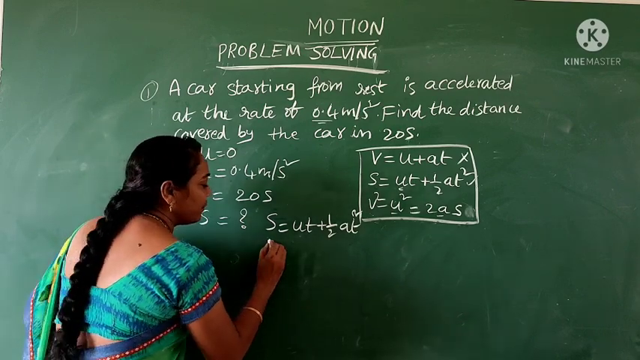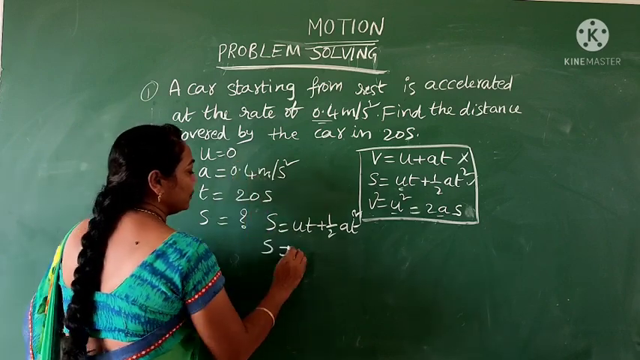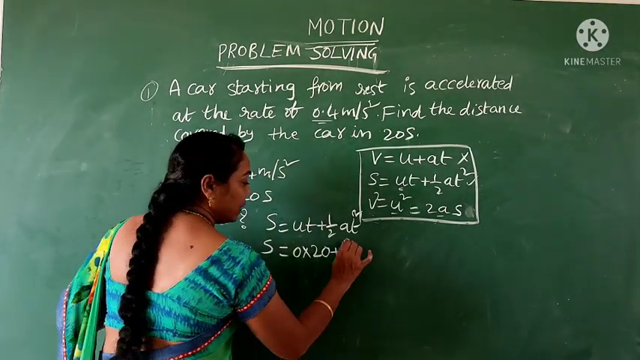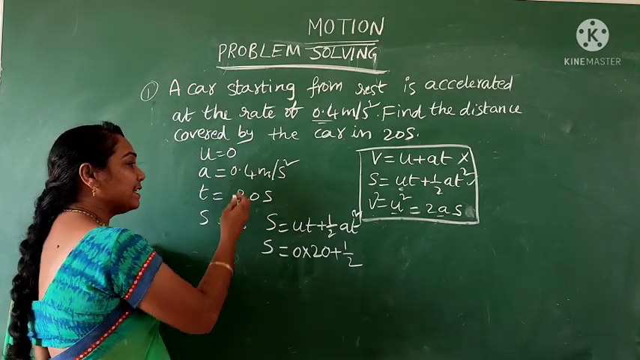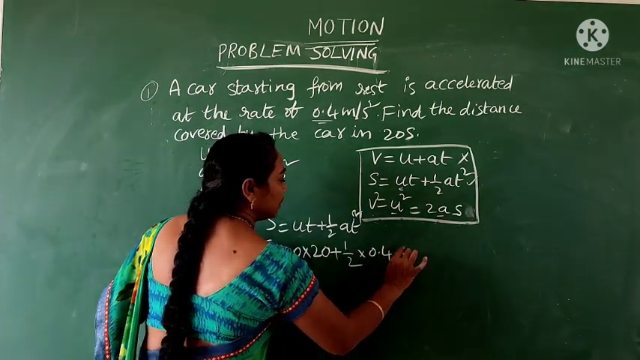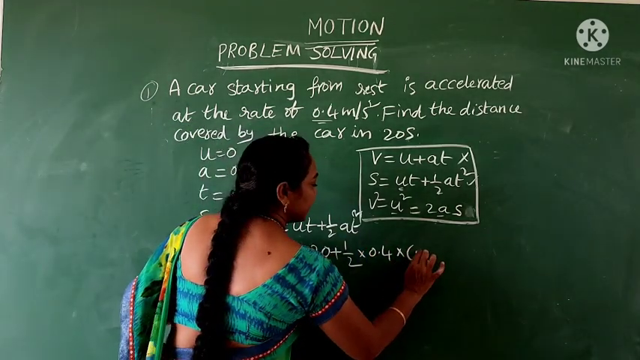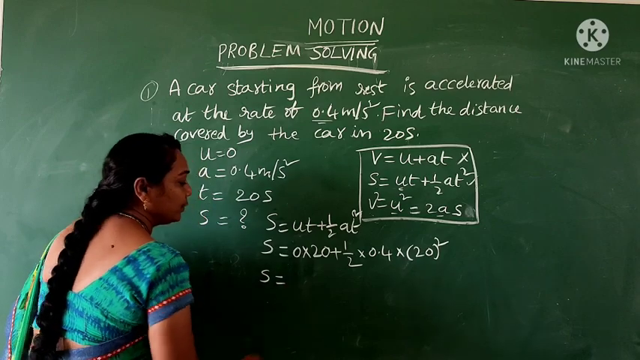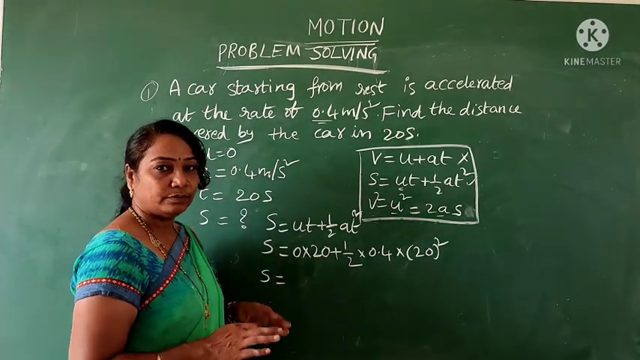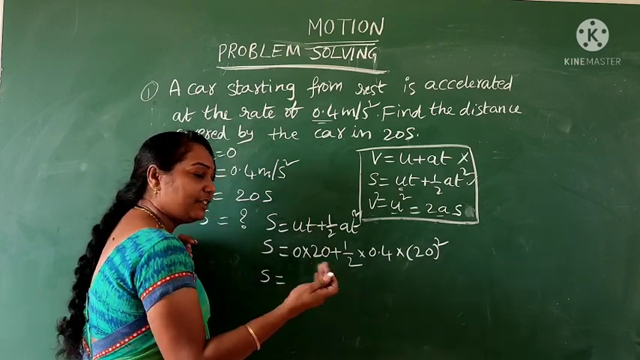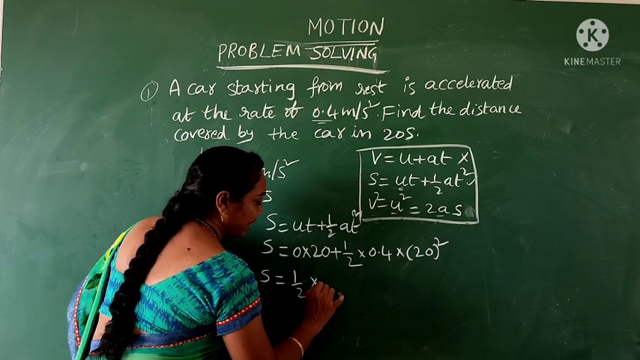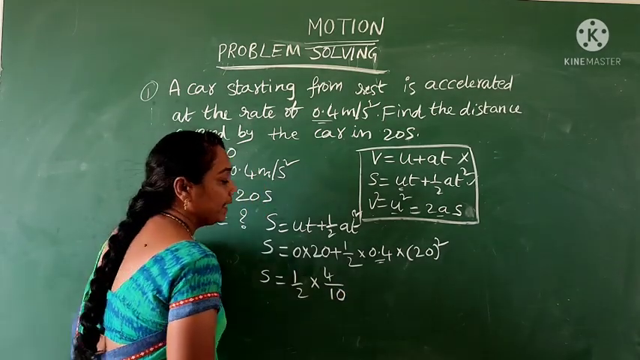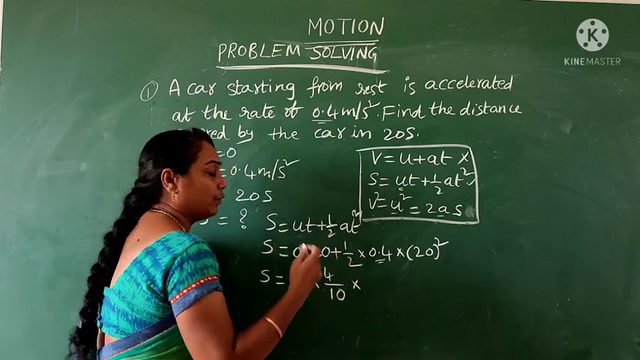We have to find out the value of s. s = u, what is the value of u? 0. 0 into t, t value is 20, plus half at². What is the value of a? Acceleration 0.4. t², what is the value of t? 20 seconds. That means 20². Okay. Next, anything into 0 is always 0. We know that. So, 0 into 20 is 0. Then, half into 0.4 can be written as 4 by 10. Next, 20² means 20 into 20.